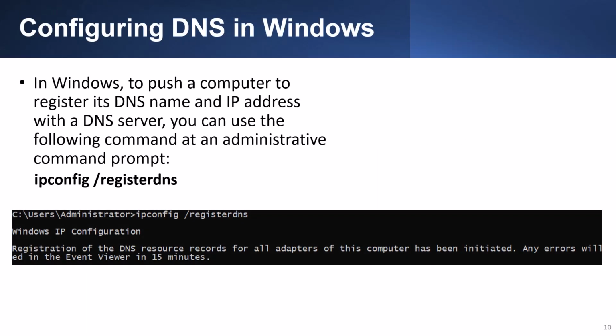In Windows, to push a computer to register its DNS name and IP address with the DNS server, you can use the following command at an administrative command prompt: ipconfig /registerdns.